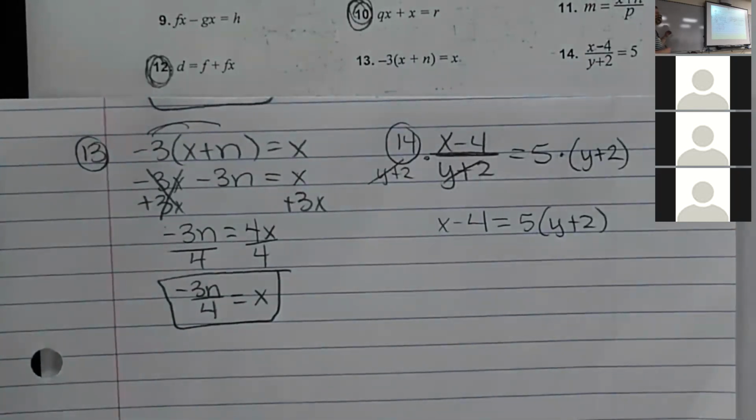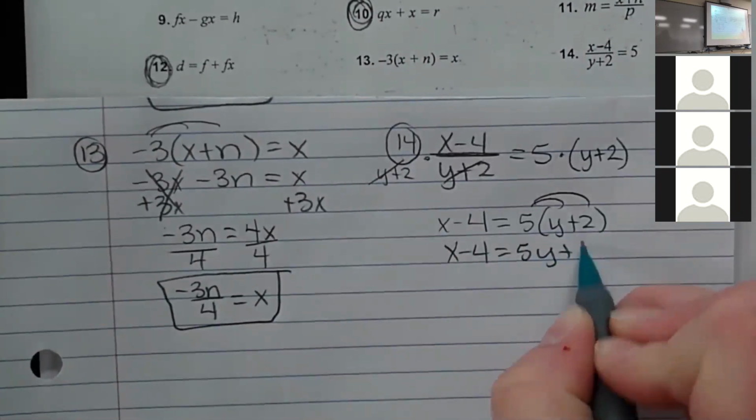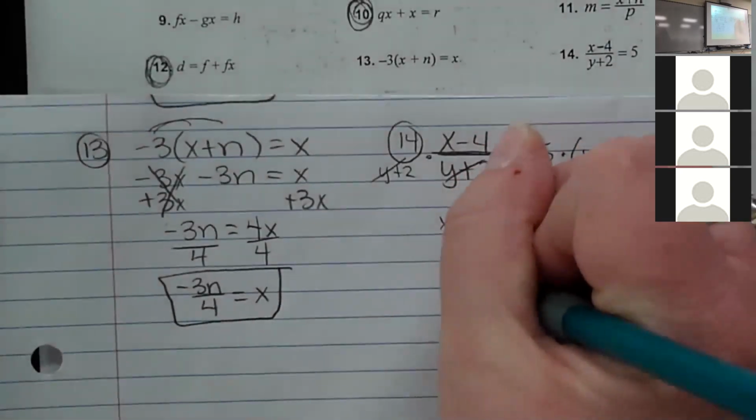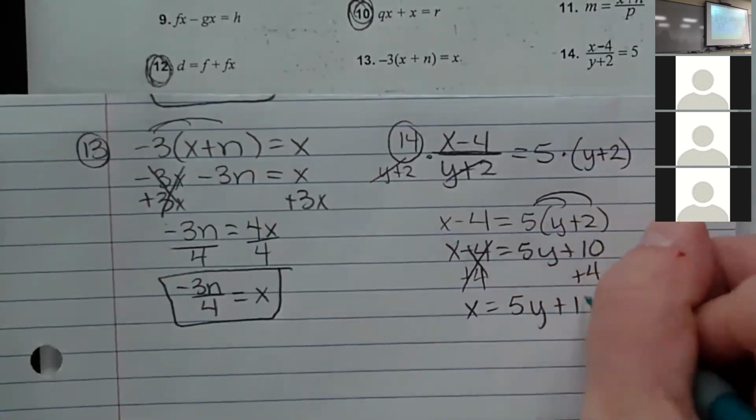Where'd you get the y plus 2 from? That's what we were dividing by. So to undo it, to get rid of it, I had to multiply by it. Okay? What do you think I should do over here? Distribute. So I have x minus 4 equals 5y plus 10. How would I get this x by itself? What do I need to do with this negative 4? Add 4 to that side. Add it to the like term, so add it to the 10. So I have x equals 5y plus 14.